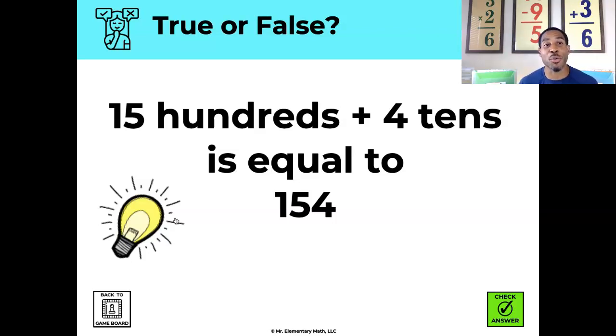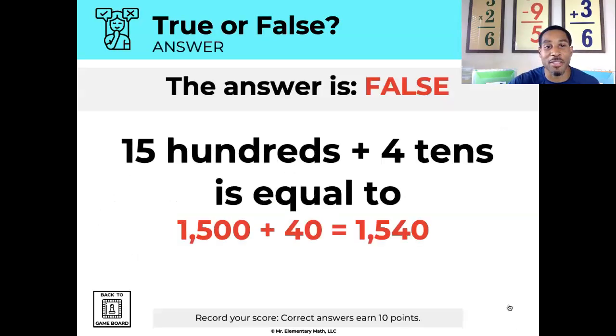So if Greg answers that question right, he would get 10 points. If he does not answer it right, he gets no points. Sounds good? So I'm Greg, so I'm going to say that is false. We're going to check our answer, and that is right. It's false. The answer is 1,540. All right?